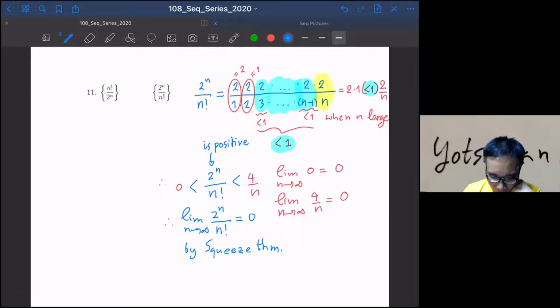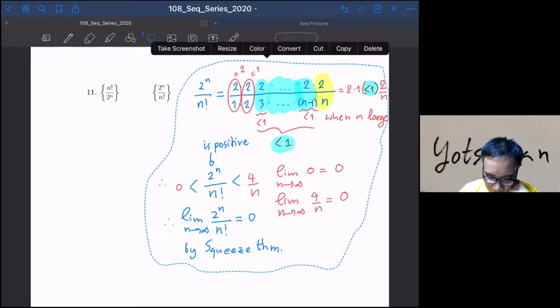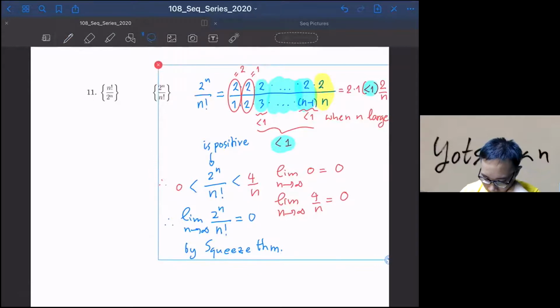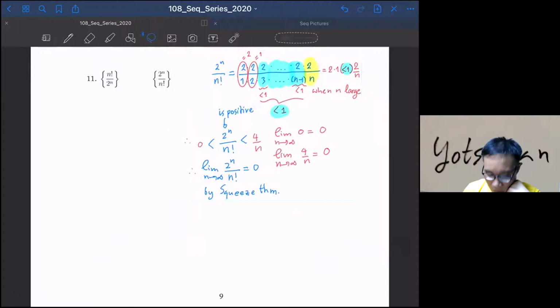However, we have another problem. What will happen if we would like to find the limit as n goes to infinity of n factorial over 2 to the n instead? Let me use this space. So you have n factorial over 2 to the n. It's going to turn out to be the reciprocal of the previous one.